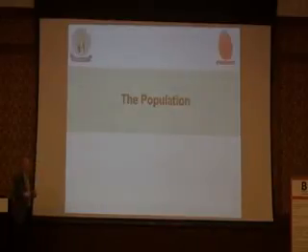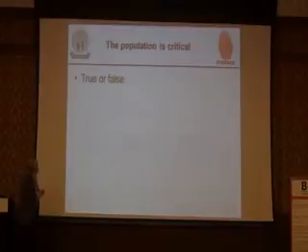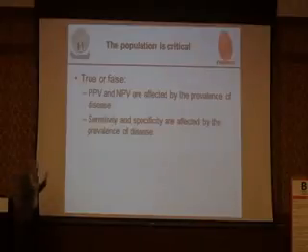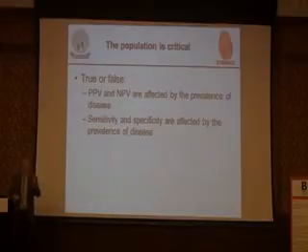Okay? Now we come to a very important part of critical appraisal of a diagnostic test study. True or false? The positive and negative predictive value are affected by the prevalence of disease. Is that true or false? The pretest probability. Yes. Are the sensitivity and specificity affected by the prevalence of disease? No. The standard answer is no. They're not affected by the prevalence. The prevalence can go up and down, but the sensitivity and specificity of the test doesn't change with prevalence.